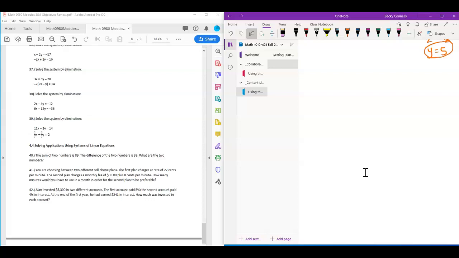So let's do both of those. Okay, so 41, another lovely story problem, right? Everybody's favorite. You are choosing between two different cell phone plans. The first plan charges a rate of 22 cents per minute. The second one charges a monthly fee of $35 plus 8 cents per minute. How many minutes would you have to use in a month in order for the second plan to be preferable?